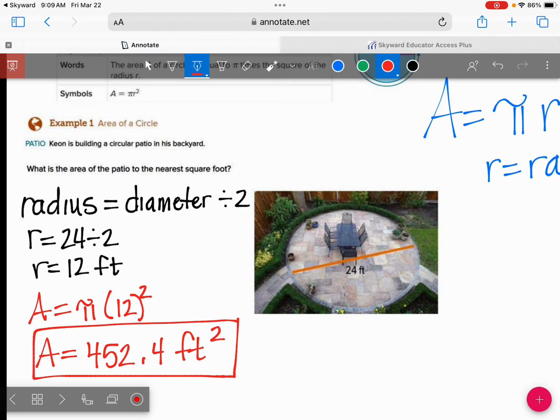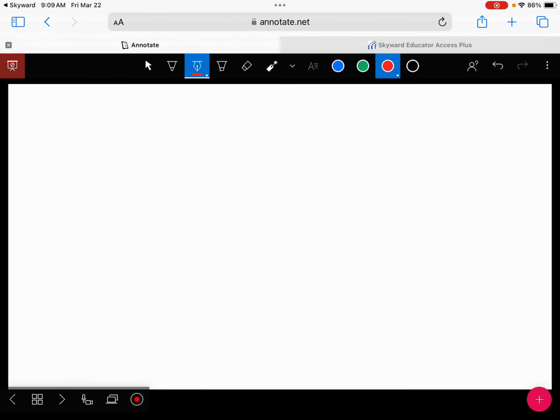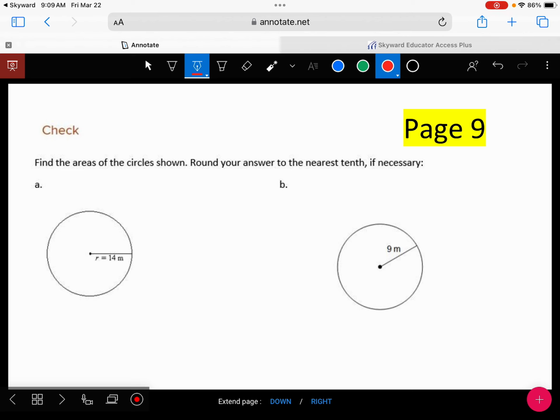All right, raise your hand if you got that in your calculator. Anybody need help typing that in? All right, so we're just going to practice with this formula. So area, again, is pi r squared. So let's do this one together.